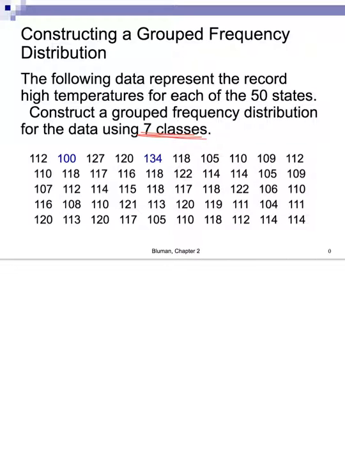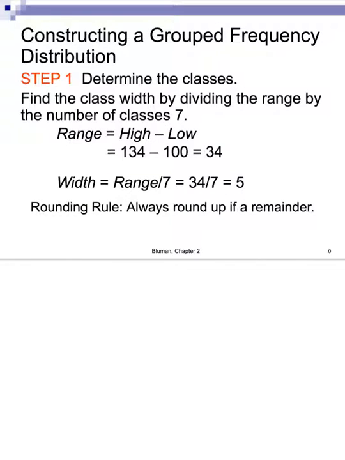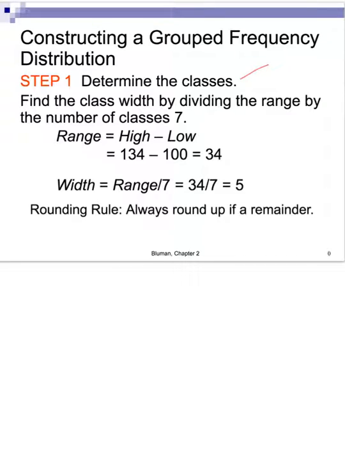Okay, so it gives us the 7 classes, and the very first thing we want to do is figure out our class width. It already told us the number of classes, we have 7 classes, but now we have to figure out the class width. The width is going to tell us how we're going to arrange our grouped classes. What we have to do is take the highest number that was listed. In this case, it was 134.